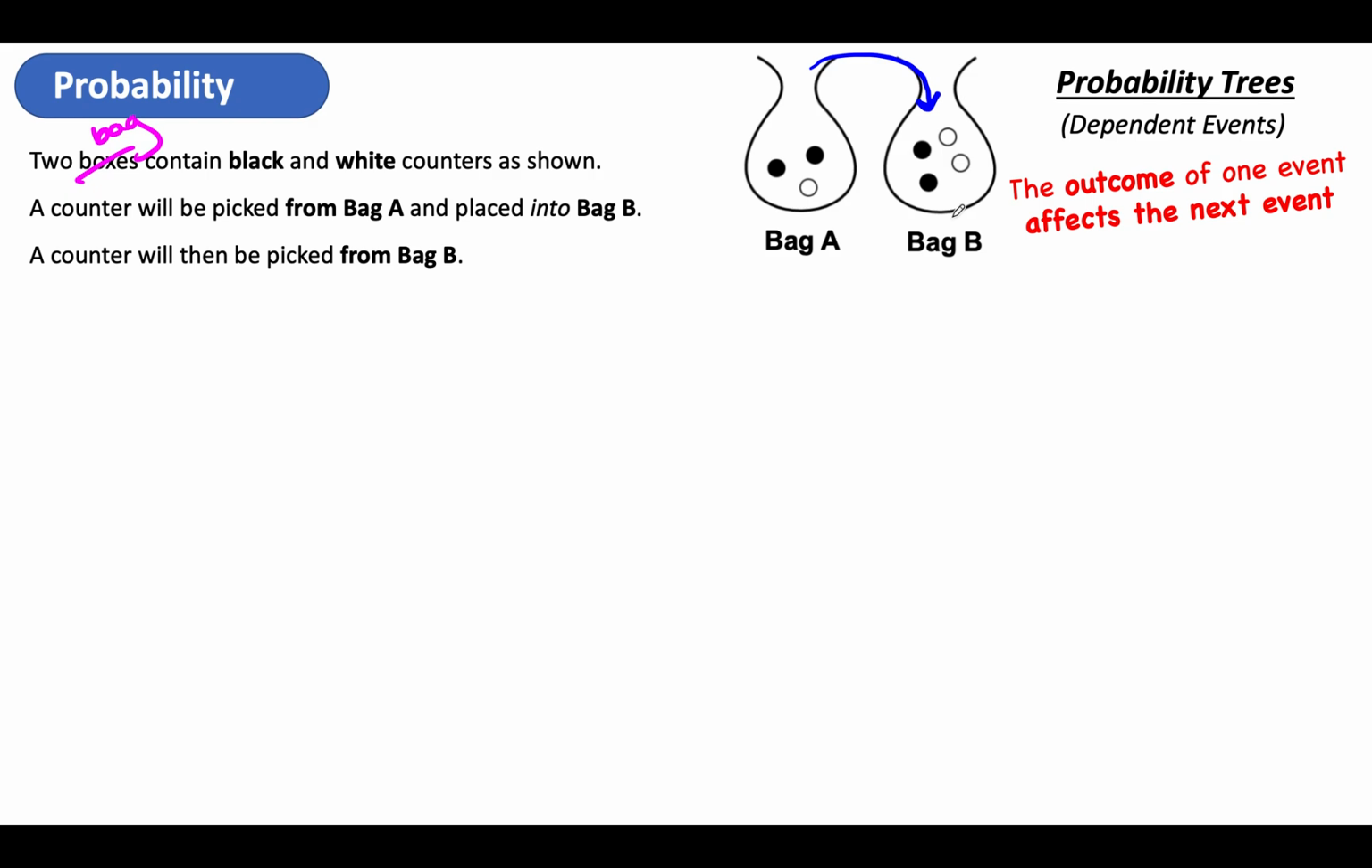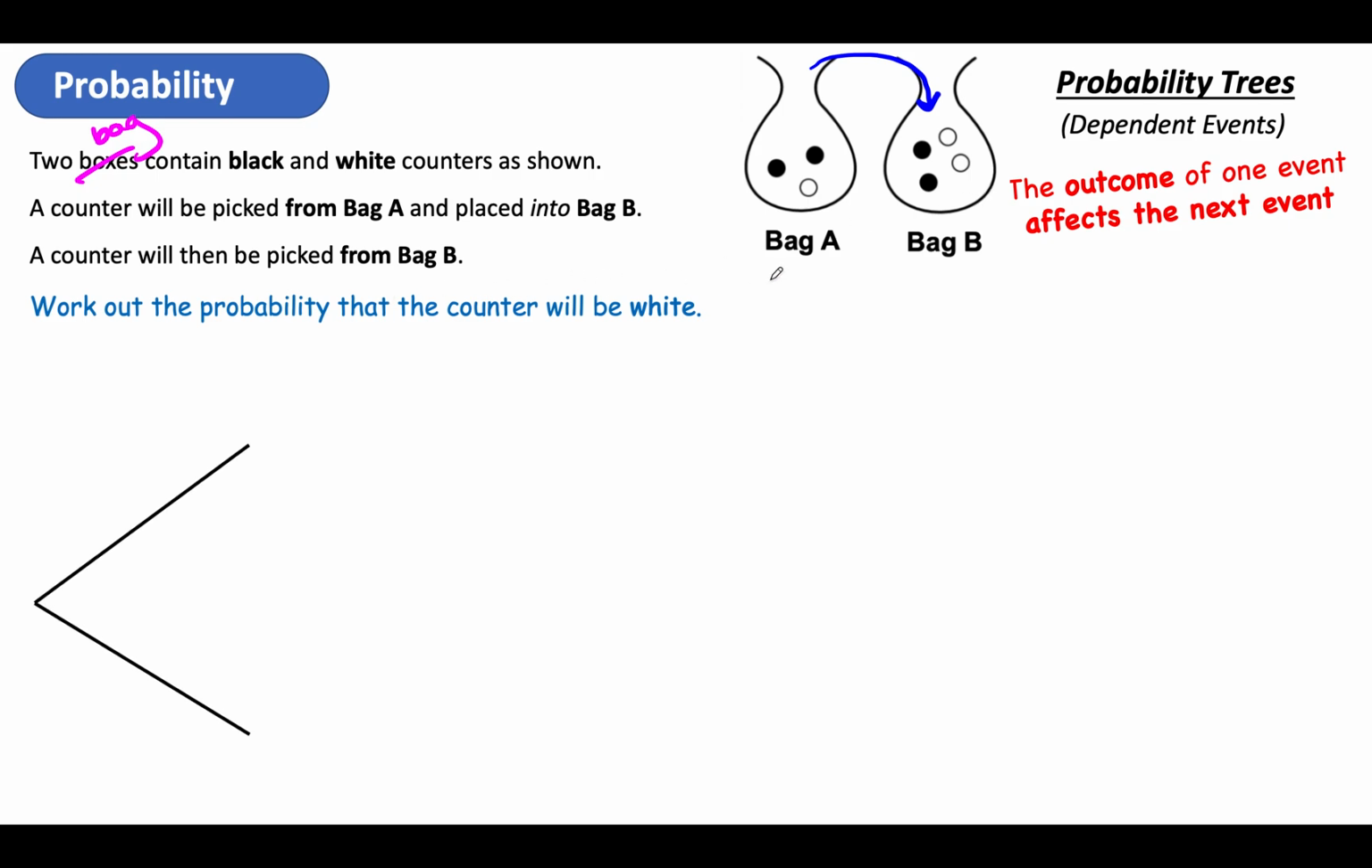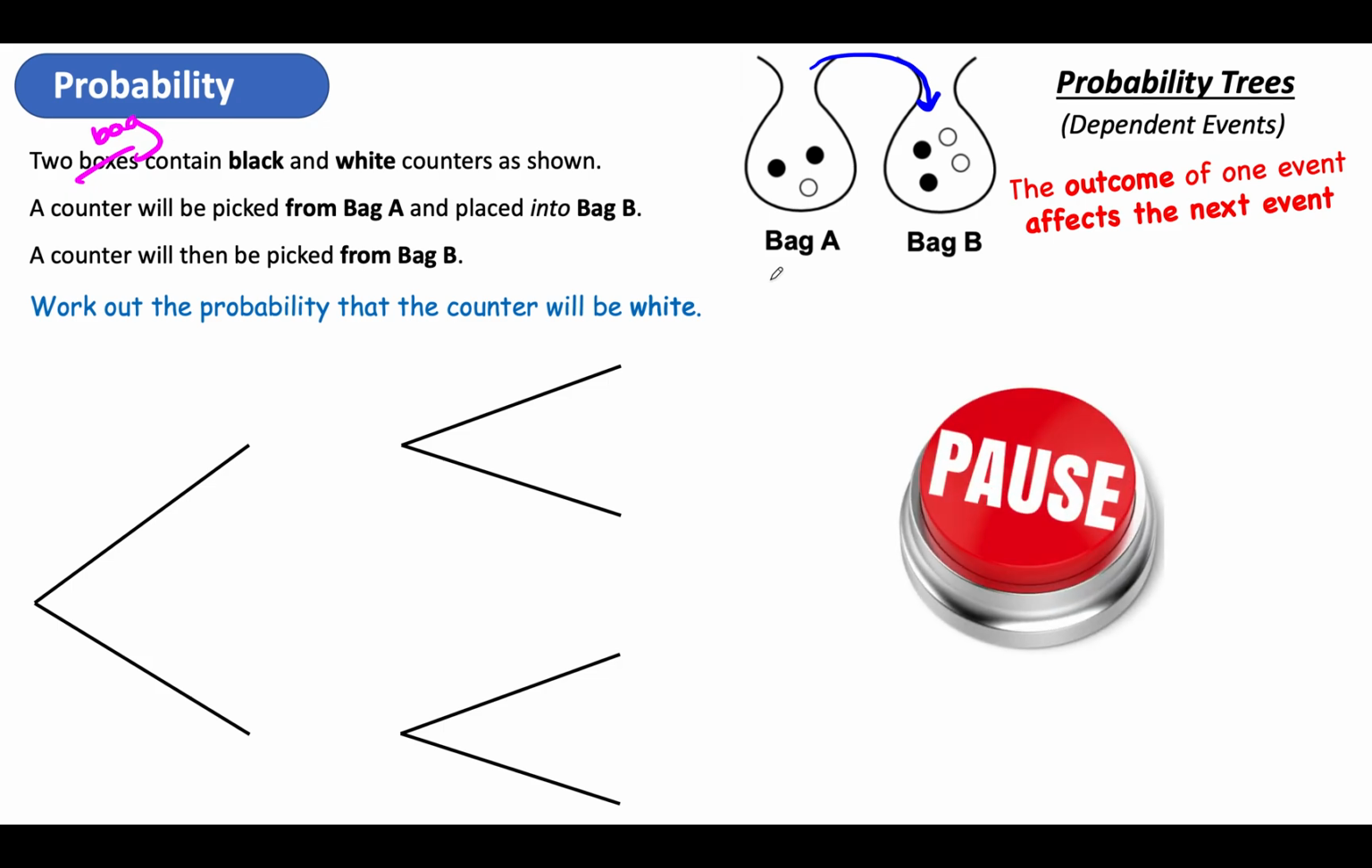Okay, sneaky little question, this one. So what's the probability that the counter will be white? And when they say white, they mean not white from the first bag, but once we picked a counter out and put it in the second bag, we pick that counter out of B, what is it going to be? Is it going to be white? What's the probability? Okay, there's some sets of branches for you to think about. I want you to press pause. I want you to do the tree and then work out what's the probability that that second counter picked out of B will be white. Off you go.